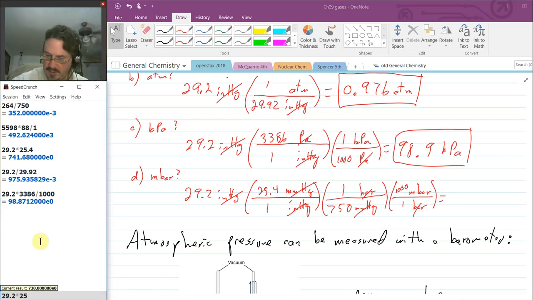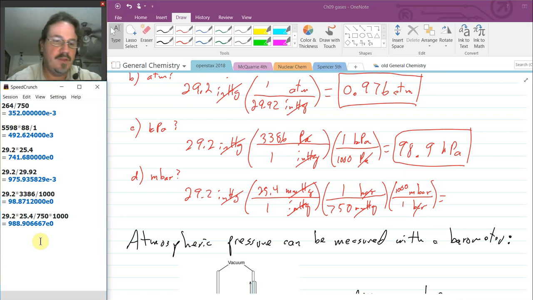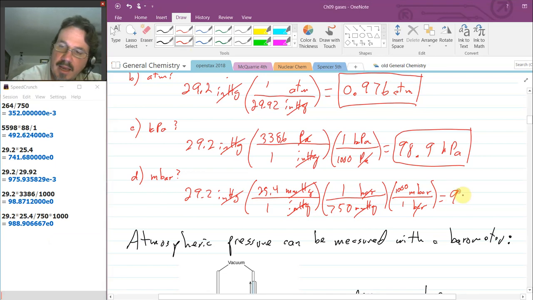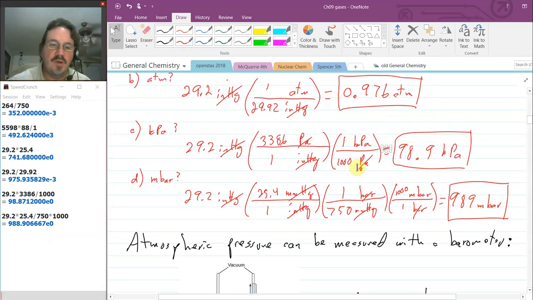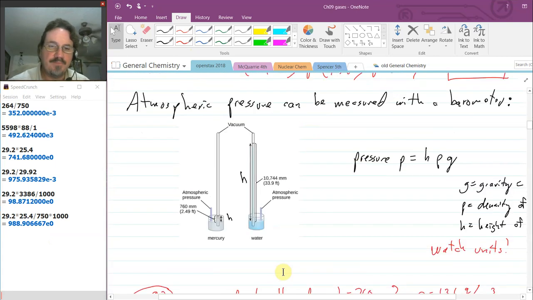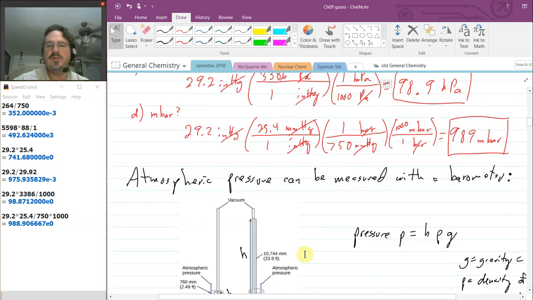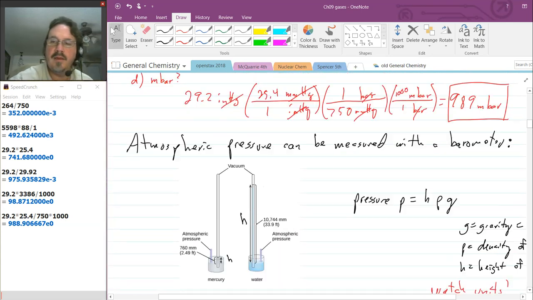29.2 times 25.4 divided by 750 and then times 1,000. The answer is 988.90. All right, so 989 millibars. All right, so conversions, same way you've done all of them. It's just that there's a new set of units here that you're perhaps not used to, and you just have to get used to that.